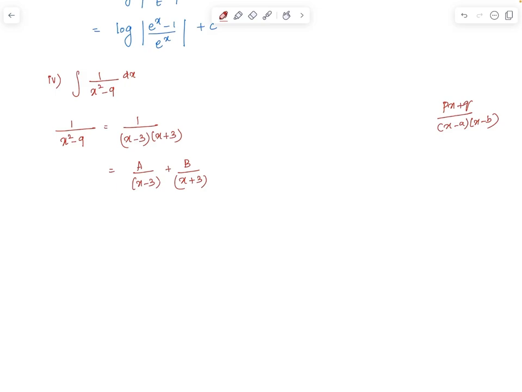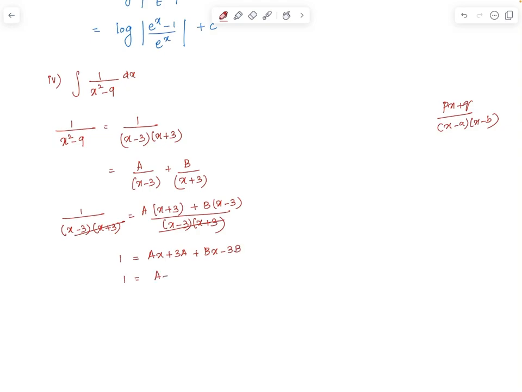Now the next task is to make the denominators equal. That is 1 upon x minus 3 times x plus 3 is equal to a times x plus 3 plus b times x minus 3 upon x minus 3 times x plus 3. Now that the denominators became equal, they can be cancelled, leaving 1 equal to ax plus 3a plus bx minus 3b. Putting the like terms together, we get a plus b times x plus 3a minus 3b on the right hand side.